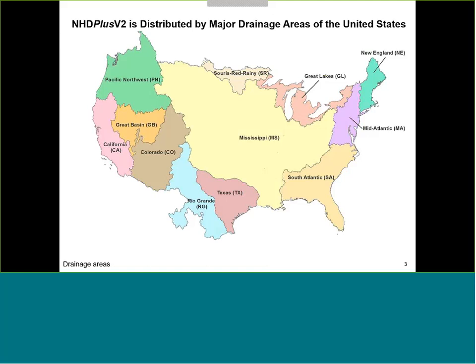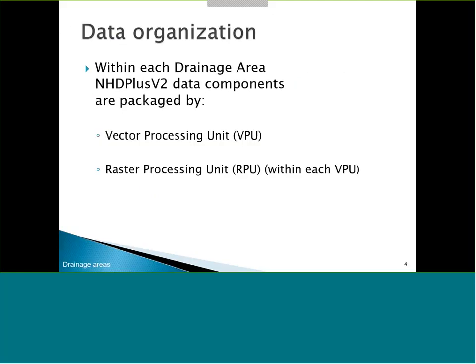NHD Plus is organized by major drainage area of the United States. This map shows the major drainage areas used to organize the NHD Plus data. You'll notice that there are two-letter codes that identify each of these major drainage areas. Within each drainage area, NHD Plus data components are packaged by Vector Processing Unit, VPU, or Raster Processing Unit, described in the following slides.